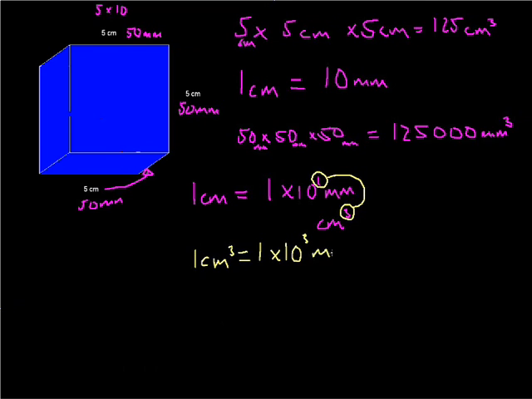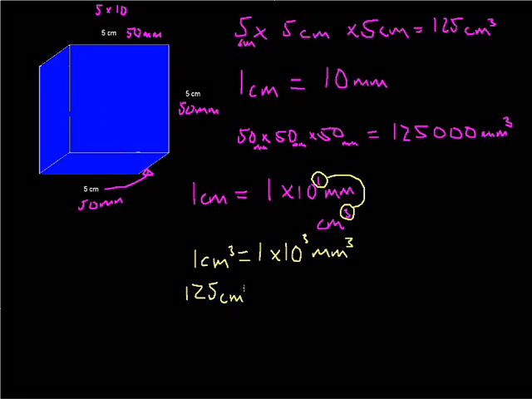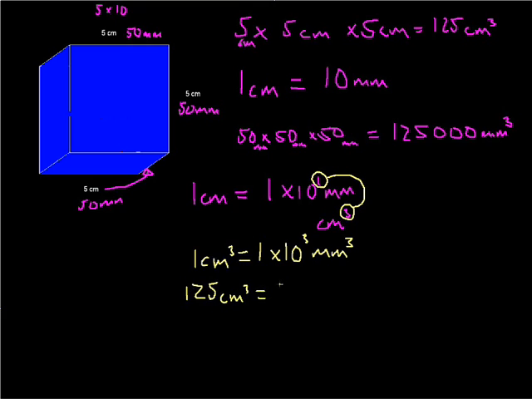Is that, you're thinking, well, yeah, it's exactly the same as before. It's quite easy. But how do I apply that to 125? Well, exactly the same as you did before. You take your 125 centimeters cubed equals 125 times 1 times 10 to the power of 3 millimeters cubed.